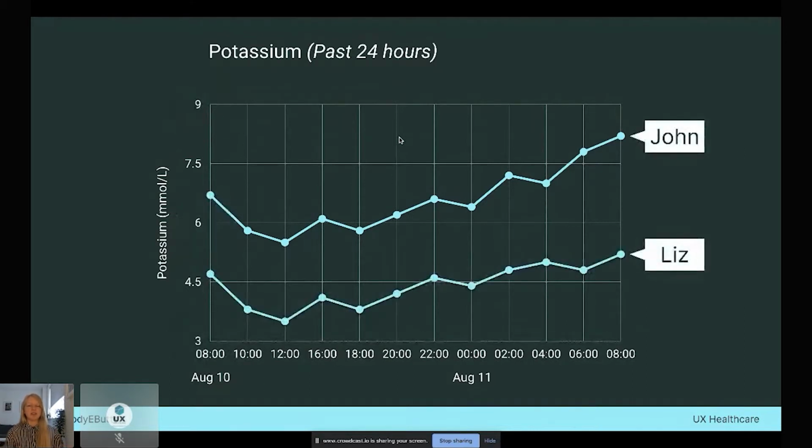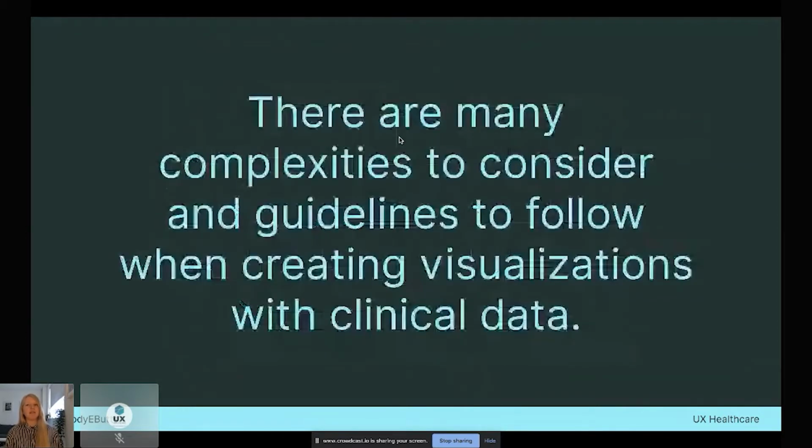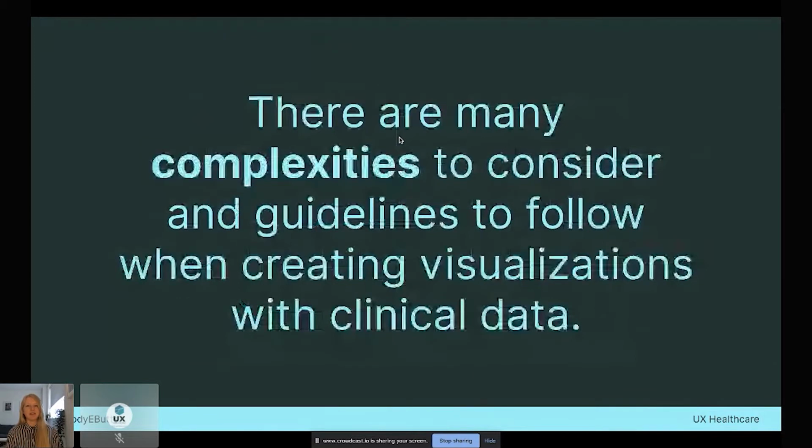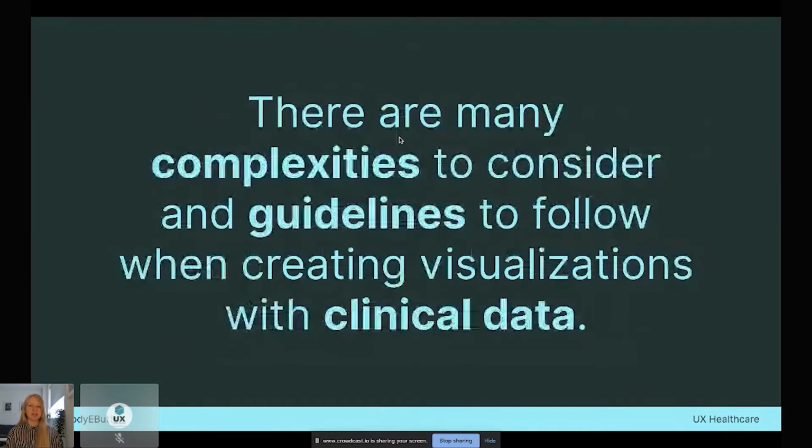And if we were to plot these graphs on the same y-axis, we would see how considerably higher John's values were from Liz's. And with really high levels of potassium, this can lead to something as serious as cardiac arrest. So as you can imagine, we want to make sure that we are providing our clinicians with the right data in the safest way we can. There are many complexities to consider and guidelines to follow when creating visualizations with clinical data, and that's what we're going to be talking about today.